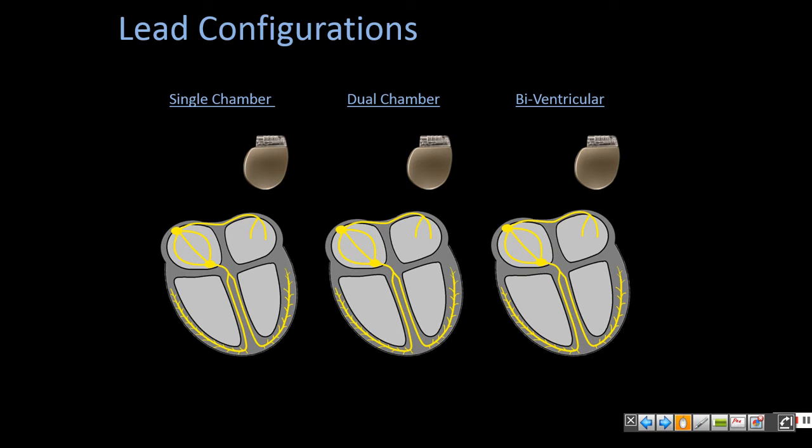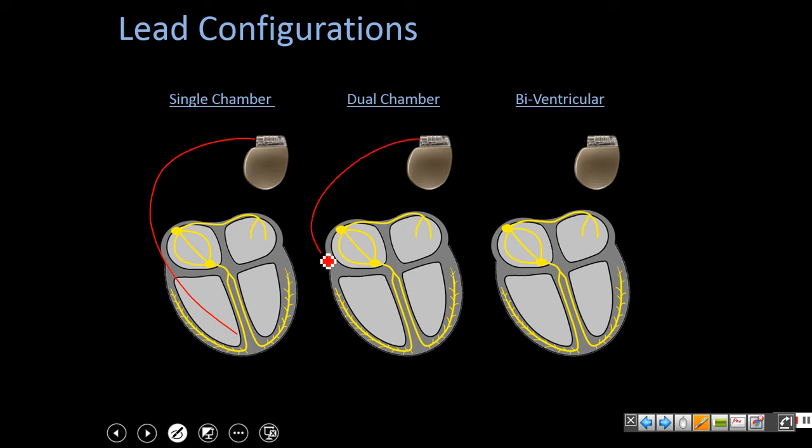Pacemakers can be configured to meet the patient's specific cardiac needs. Lead configurations may include single chamber, dual chamber, and biventricular configurations. Single chamber configurations have a lead positioned in the right ventricle. This lead can pace the ventricles as well as sense electrical activity from within the ventricles.